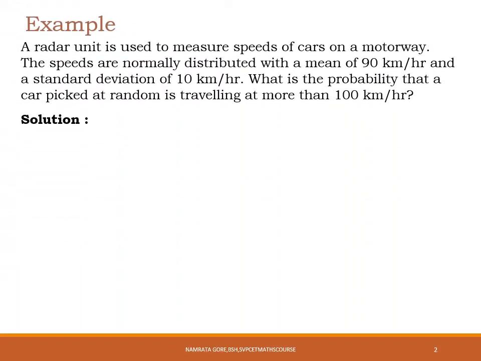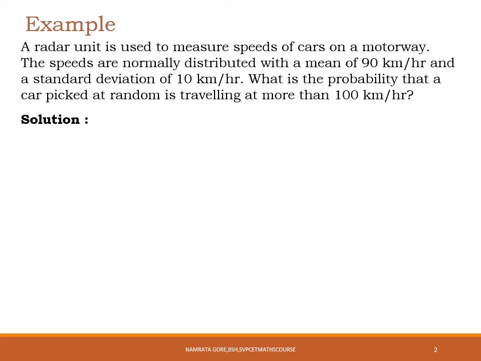Let us solve the example. A radar unit is used to measure speeds of cars on a motorway. The speeds are normally distributed with a mean of 90 km per hour and a standard deviation of 10 km per hour. What is the probability that a car picked at random is traveling at more than 100 km per hour?